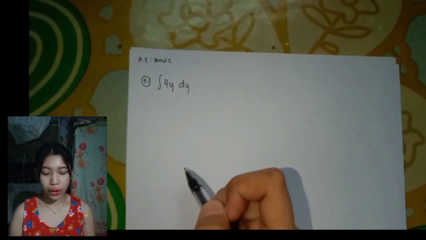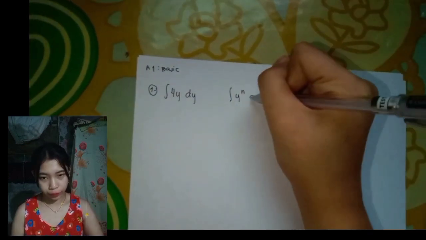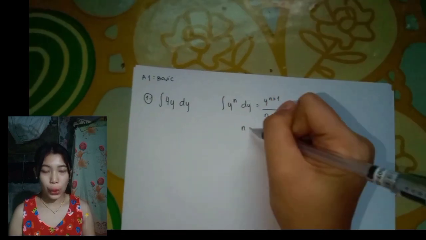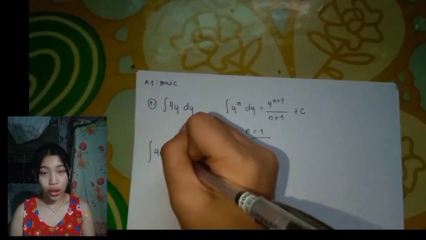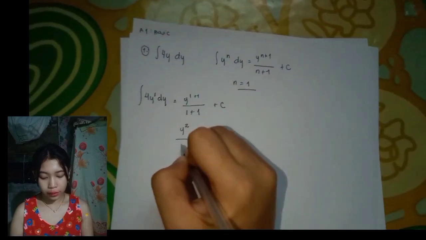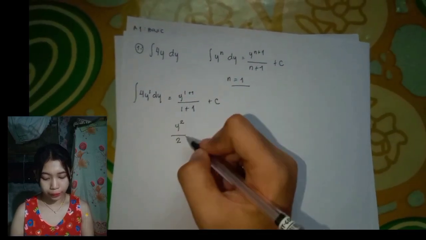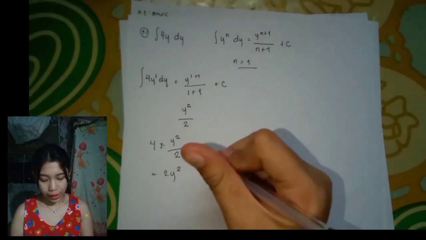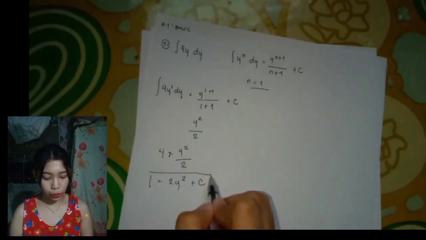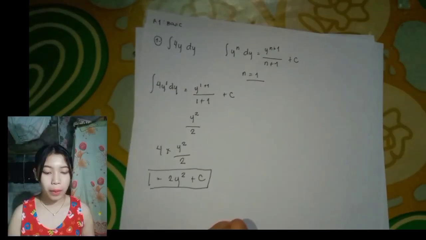First step, applying the power rule of integration, where n is equal to 1. So applying it to the given, we get y squared over 2. Then multiplying by 4, and add the c. Thus the integral evaluates to 2y squared plus c. So let's go to the second example.